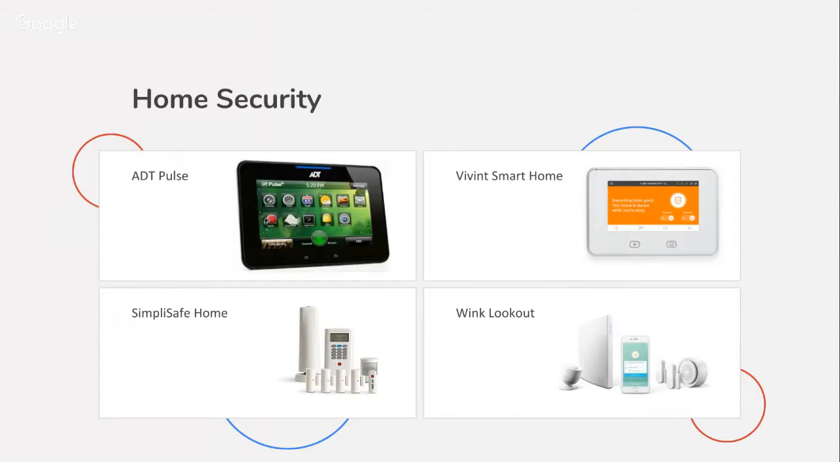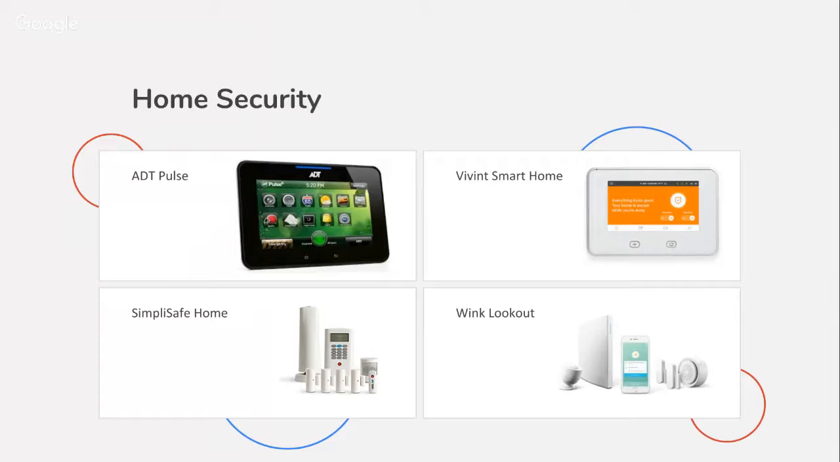For home security, there have been several companies which have tried to get into the market by advertising that you won't need to pay to install such devices and they won't require you to pay monthly fees for security companies like they did a few years ago. Different devices like the ADT Pulse, Vivint Smart Home, Simply Safe Home, and the Wink Lookout are the most popular devices in the market right now, and it would not surprise me why. I put pictures of all the devices in the slides.